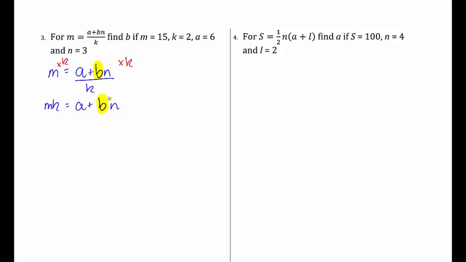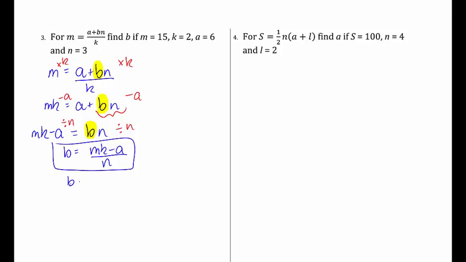Now I want to get that B on its own. The BN is grouped, so I can't touch it yet. I need to get rid of that A. So to get rid of the A, it's positive, so I take it from both sides. So I have MK take A equals BN. Now B is being multiplied by N, so to get rid of the N, I divide both sides by N. I'm going to put the B on the left, and I've got MK take A all over N.